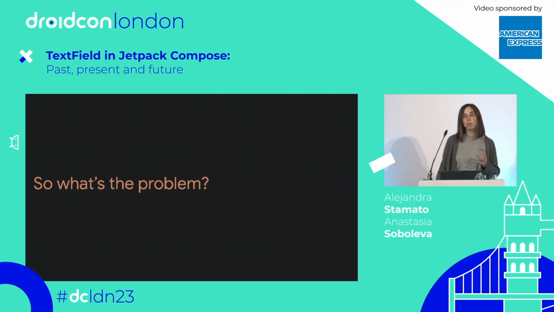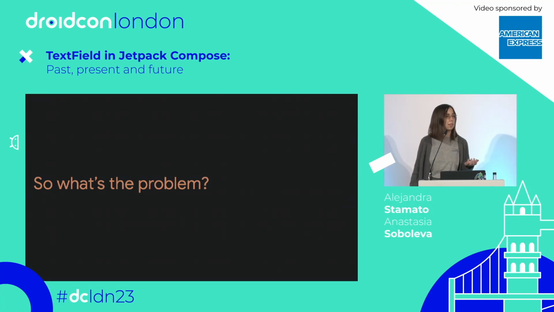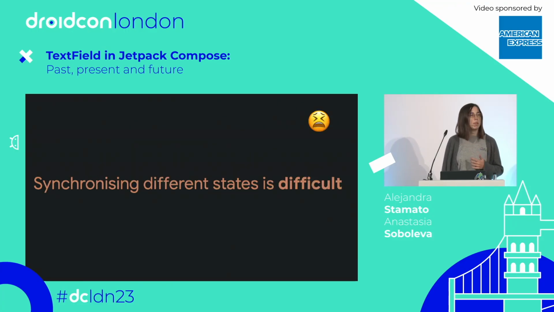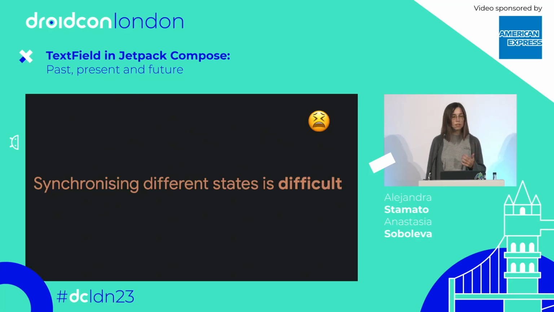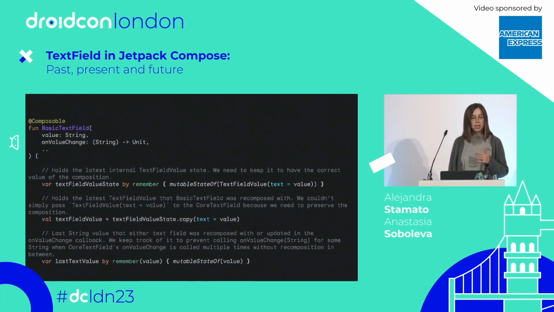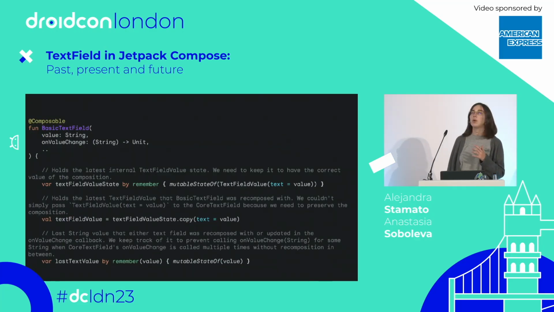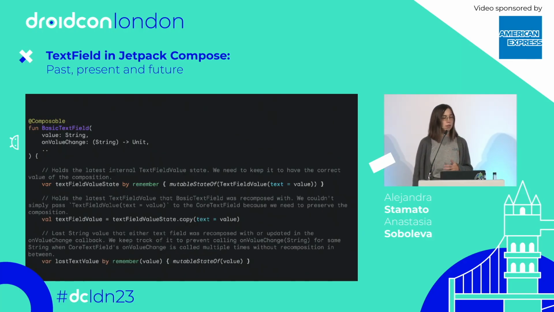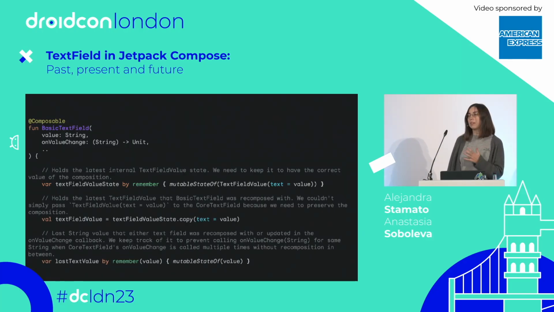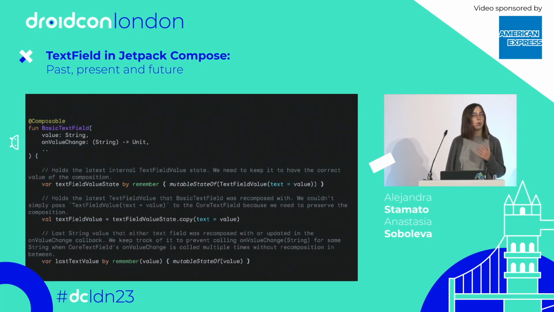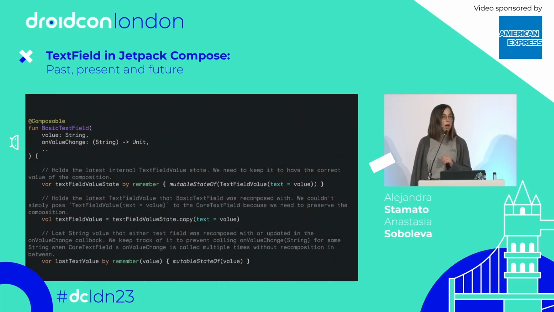OK, so you might be wondering, so what's the problem with the fact that basic text field pretends that it's a stateless component when it's actually stateful? One of the problems is that synchronizing different states is actually difficult, and there are multiple edge cases that we need to take care about. Here's just an example how we support the string-based text field. So internally, we keep everything inside the text field value, but because text field value also has selection and composition, we need to make sure that we, for example, only fire on value change callback when the string changes and not those ranges of composition and selection.